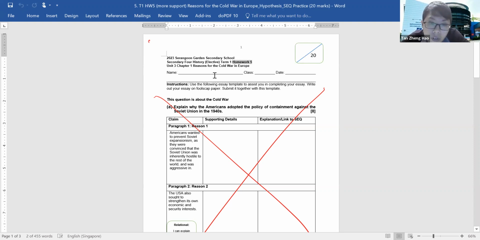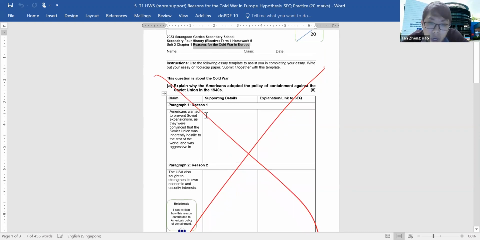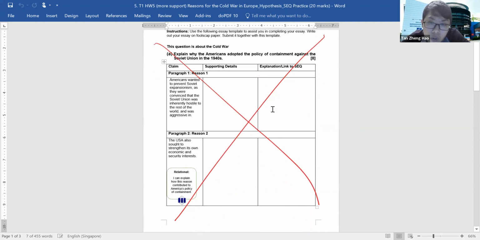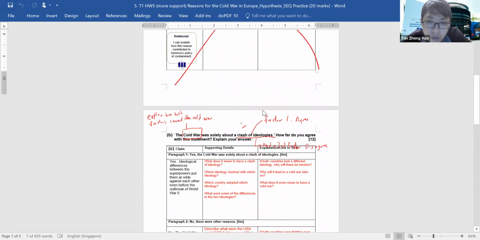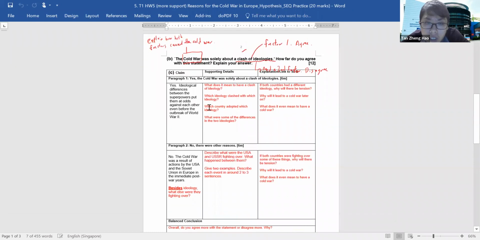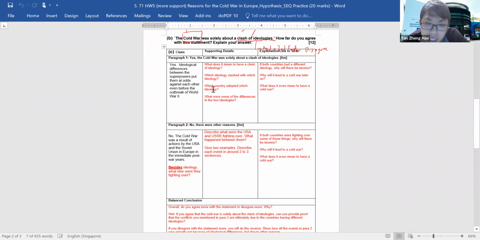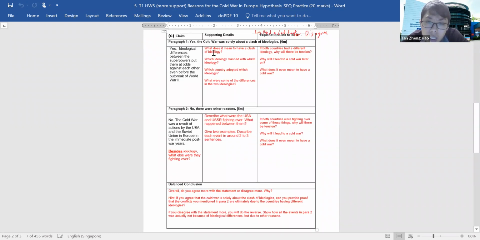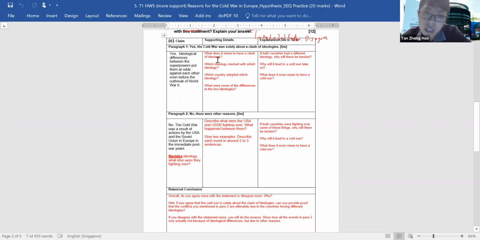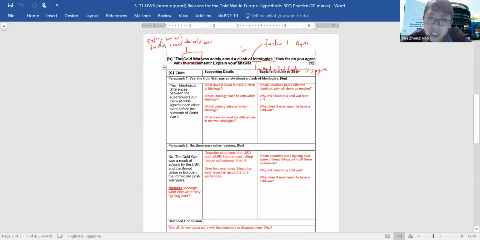Okay, so for this homework 5, we're going to continue with the reasons for the Cold War. The first part, question A, I told you to cancel out. I wouldn't need you to do it because it's kind of like homework 4. And this is question B. I have annotated a lot of things, including guiding questions. If you have not looked at the less support version, have a look at it. If you can answer some of these guiding questions in red, then maybe you don't need to watch this whole video. But in this video, I'm going to explain a little bit more about some of the guiding questions and teach you how to find the answers perhaps from your notes.